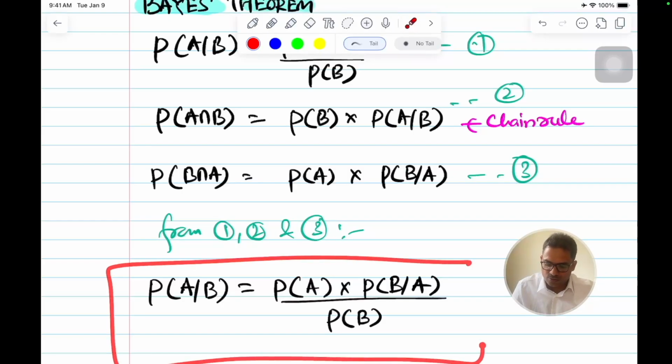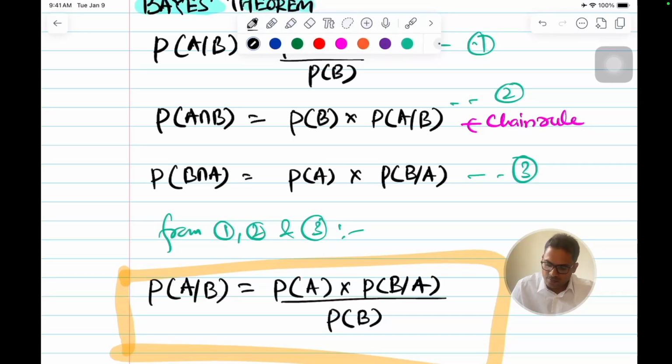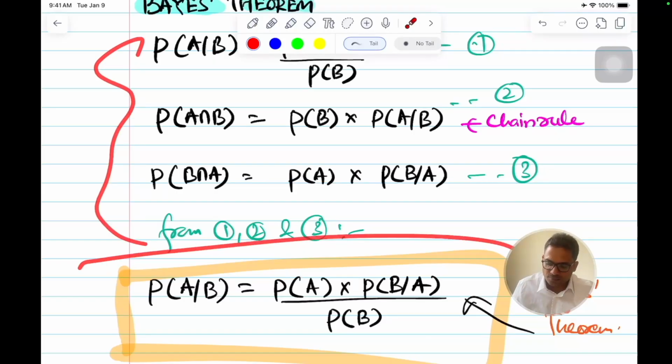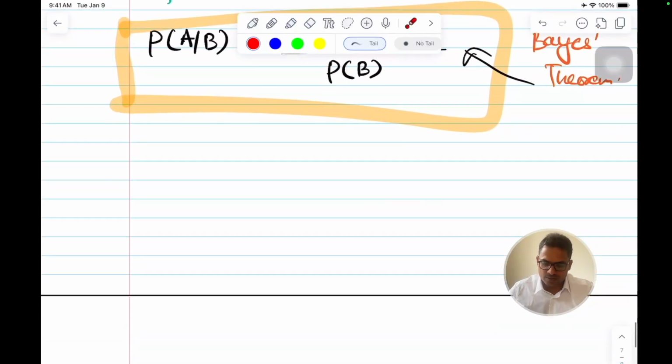This is what is called our Bayes rule, Bayes theorem. This is what Bayes theorem is, guys. Nothing but just a refactoring of this conditional probability formula. Okay, let's continue.